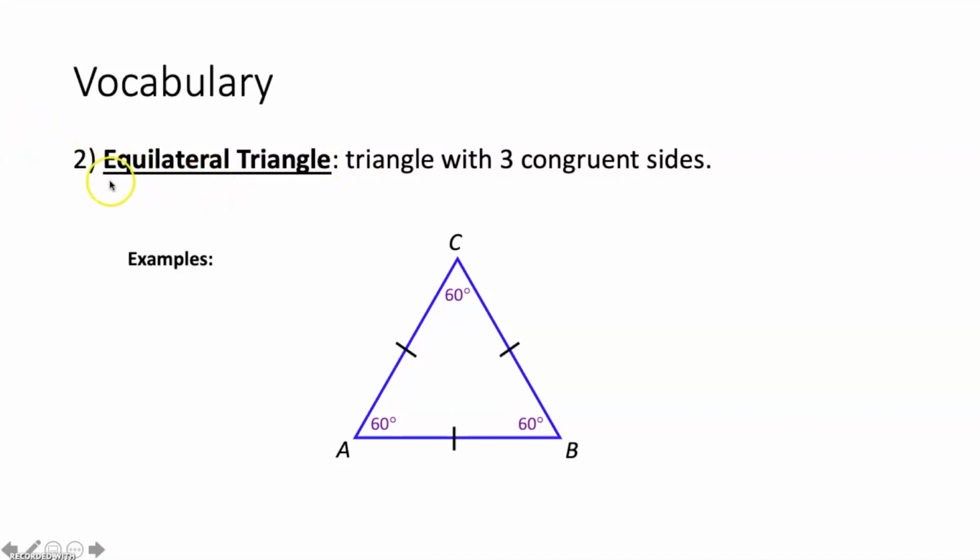Remember, equa means equal or same. Lateral refers to sides. Equiangular means equal angles. So an equilateral triangle, we said just now, is both equilateral and equiangular.